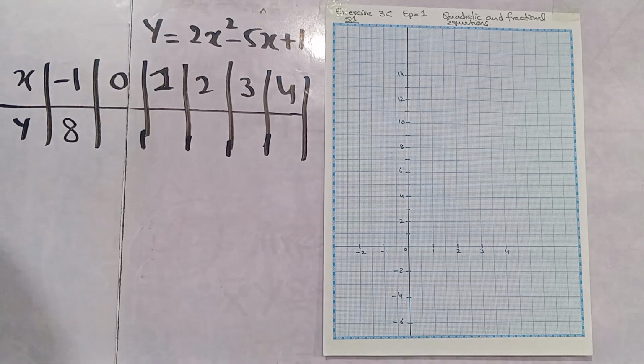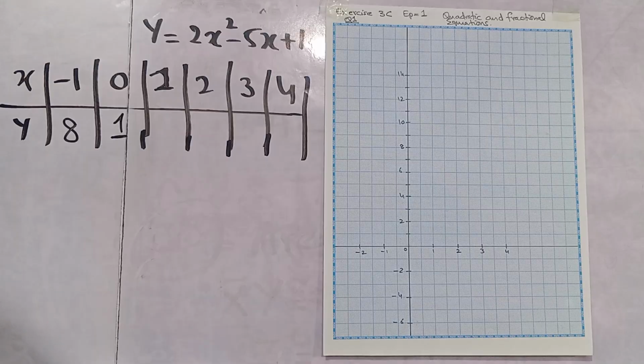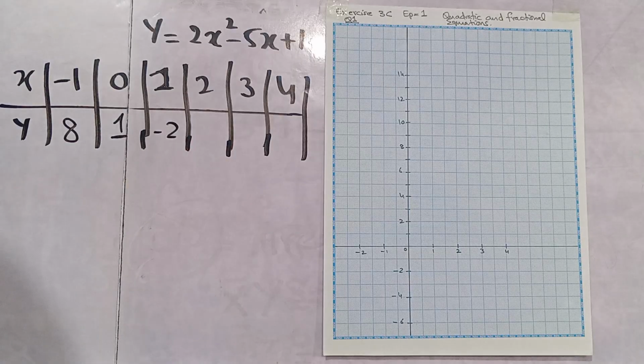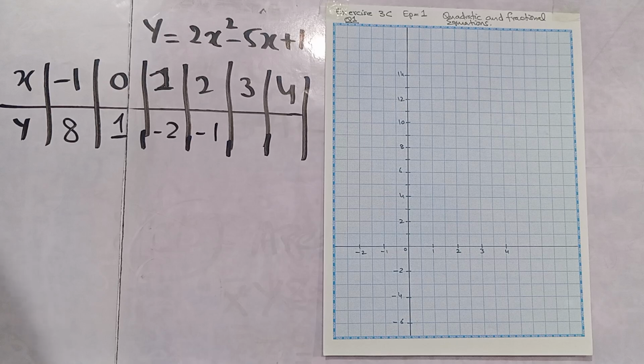When I enter 0, it is 2 times 0, minus 0, plus 1, that will be 1. When I enter 1, it will be 2 minus 5 plus 1, so minus 2. When I enter 2, 2 times 4 is 8, 8 minus 10 is minus 2, plus 1, that will be minus 1. So 2 multiply 4 minus 5 multiply 2 plus 1 equals minus 1.